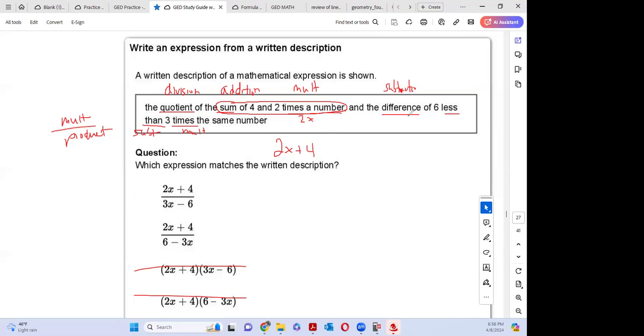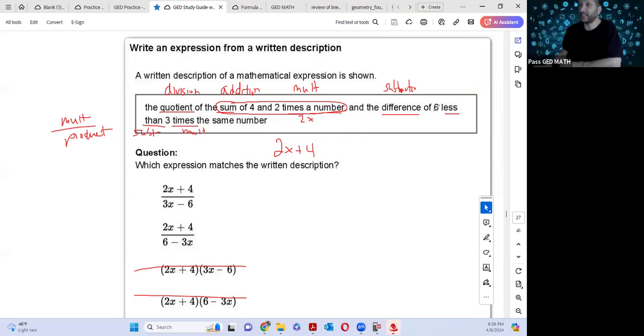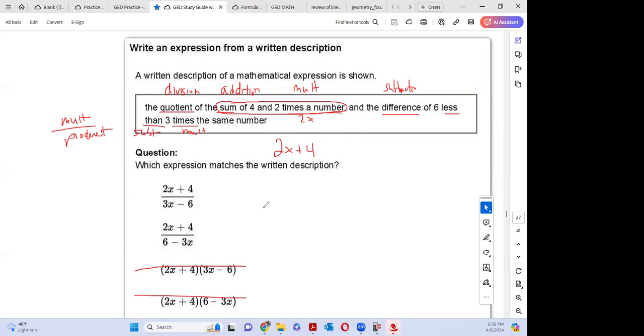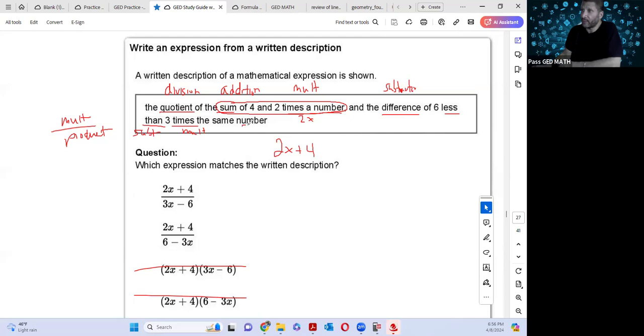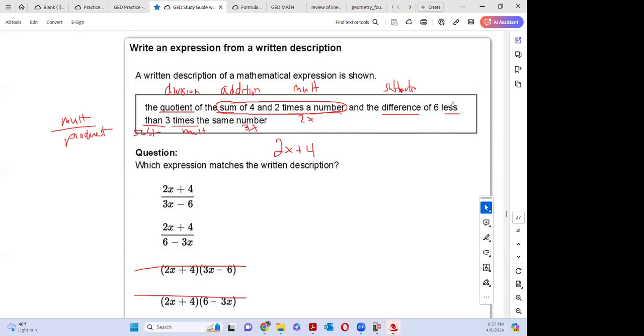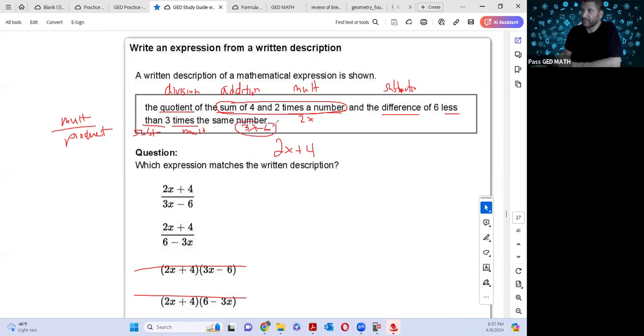In the difference of 6 less than 3 times a number, the difference is subtraction of 3 times the number. So 3 times the number is 3x. 6 less is minus 6. So 2x plus 4 over 3x minus 6. I don't know how I drew that.